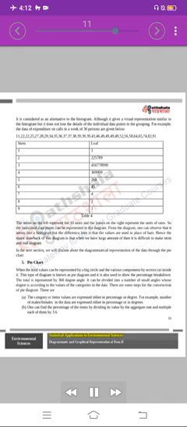Statistical applications in environmental sciences. It is considered as an alternative to the histogram. Although it gives a visual representation similar to the histogram, it does not lose the details of the individual data points in the grouping.